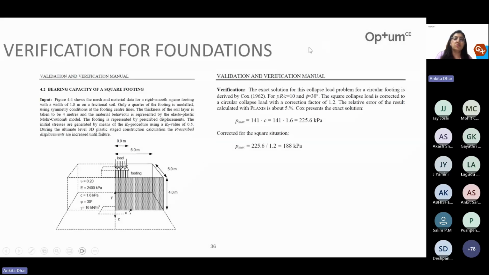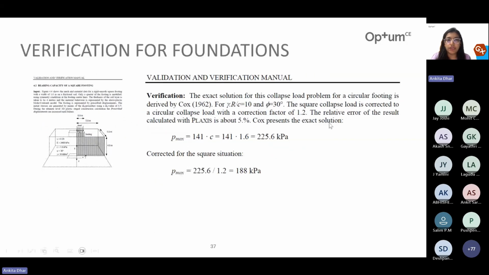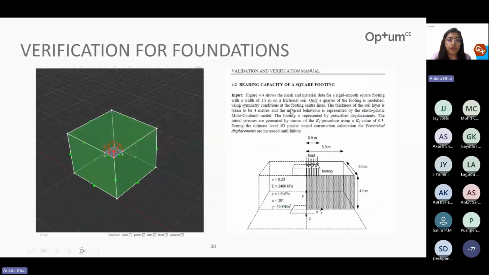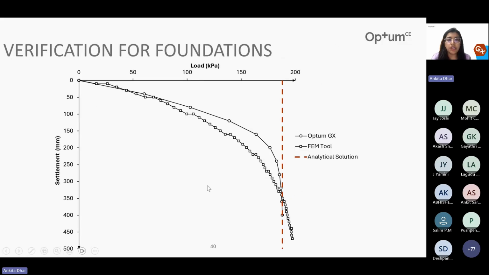Now similarly we have also done verification with other models. So Cox has given this model and he has found the exact solution for the square footing. So it is 188 kPa. Now if you go for verification, we have to find the exact solution. We have created the same model using Optum GX. Okay. And we have gone for load deformation analysis and we have determined the load versus settlement curve.